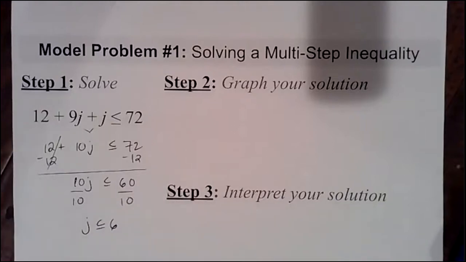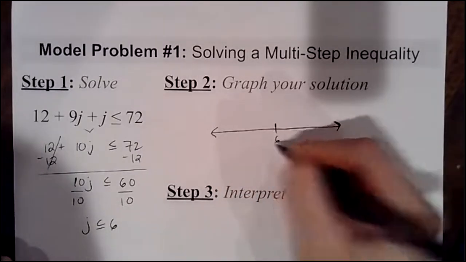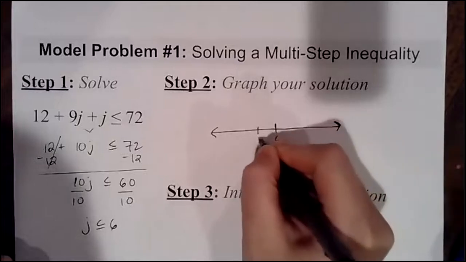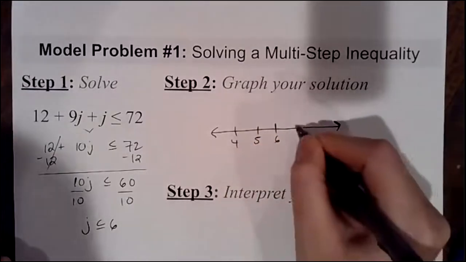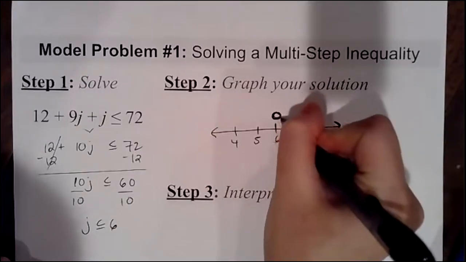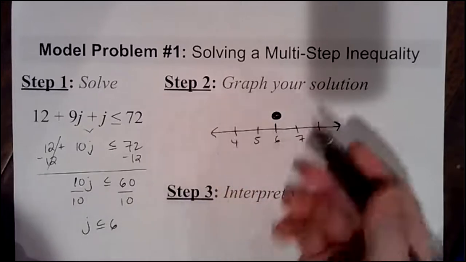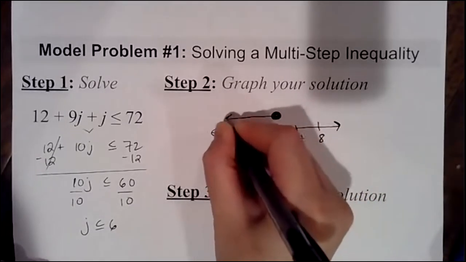Okay, now I didn't put the number line this time because I want you guys to create your own number lines. So if I have j is less than or equal to 6, I want you to consider 2 numbers before and 2 numbers after, right? So I'm going to create a number line from scratch, and I'll put 6 in the middle. 2 numbers before are 5 and 4, and 2 numbers after are 7 and 8. Okay? Now it's less than or equal to, so I know I have to put a closed circle over 6. And my inequality symbol seems to be pointing to the left, so I'm going to point to the left.